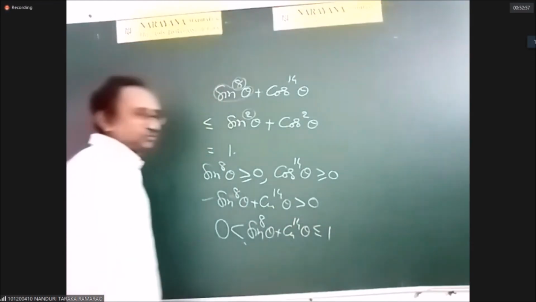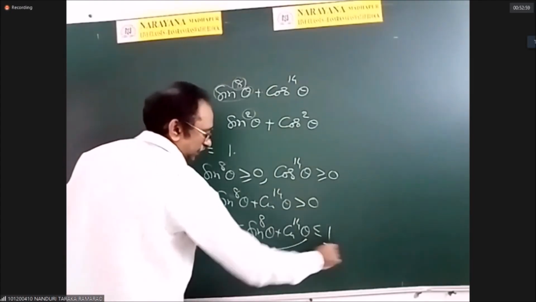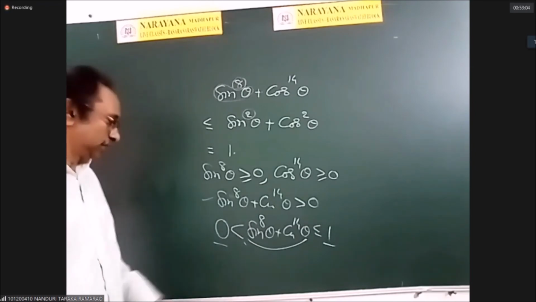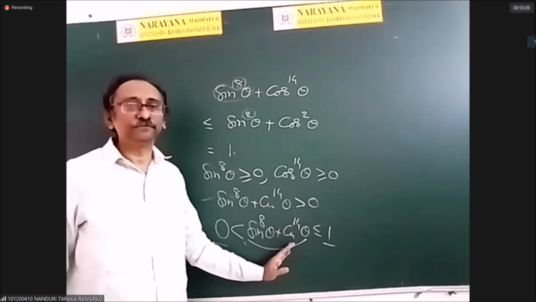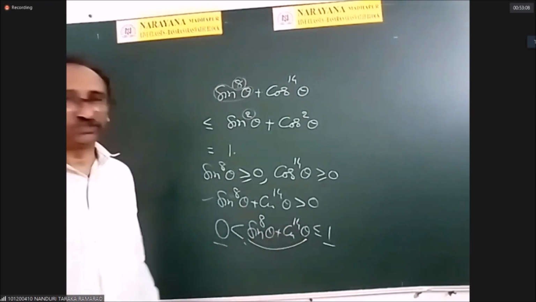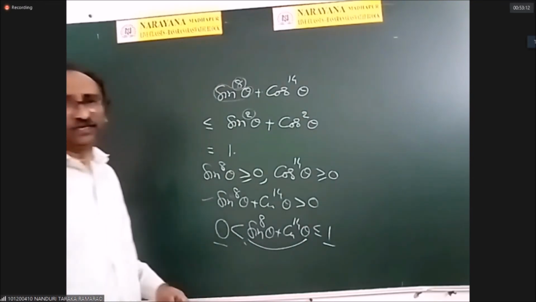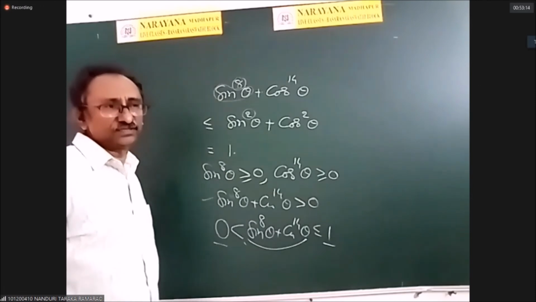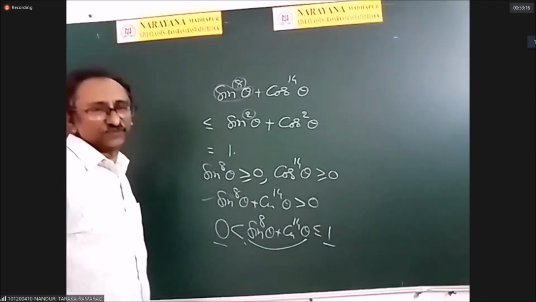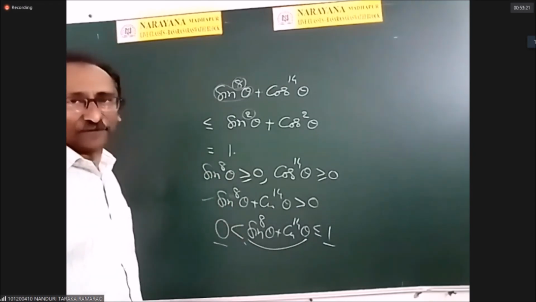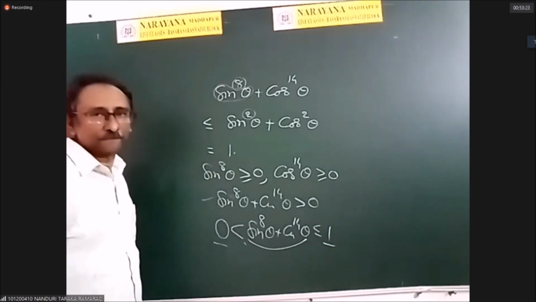Less than or equal to 1. So its maximum value we can say is 1, but we can't say that the minimum value is 0. It is just greater than 0. So it lies between 0 and 1. That's all. Later on, after the differentiation chapters, we can discuss maximum and minimum values of functions once again, and at that point we can discuss this.